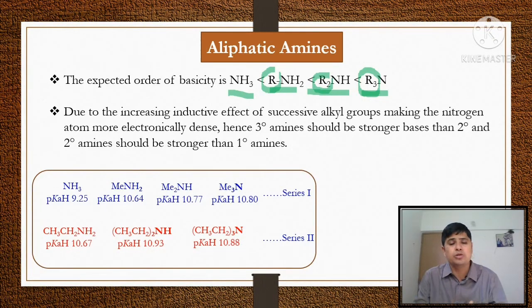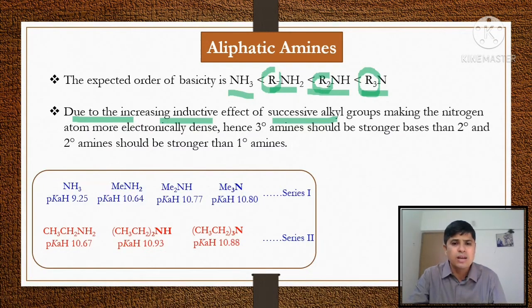Hence tertiary amine should be more basic than secondary amine, and secondary amine should be more basic than primary amine, and primary amine should be more basic than ammonia. Because alkyl groups have a plus I effect, an electron donating, electron releasing, electron pushing inductive effect. So they are increasing electron density over the nitrogen atom.